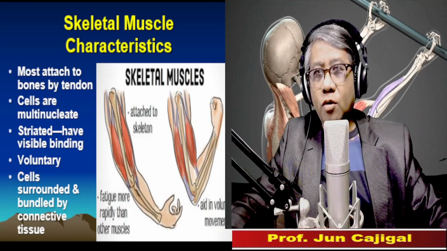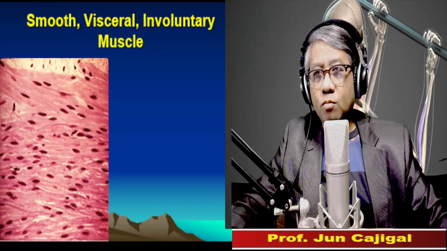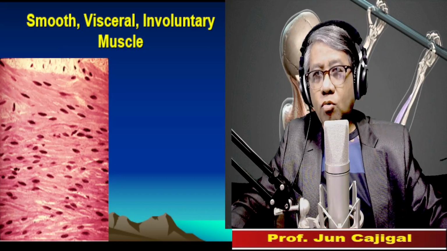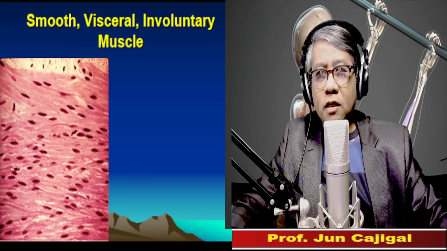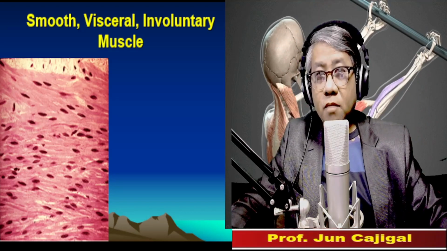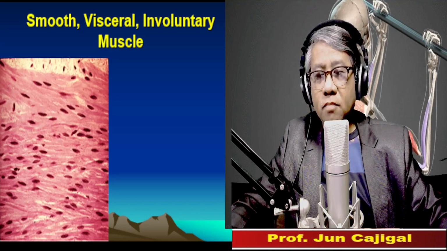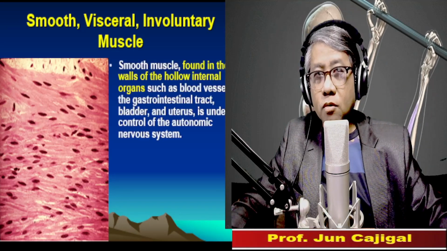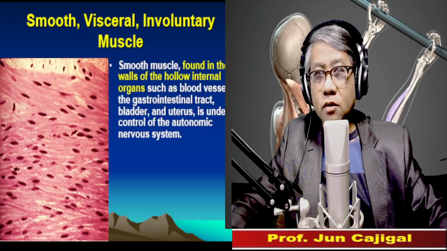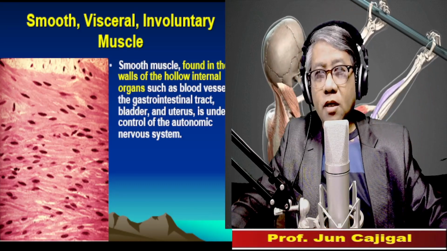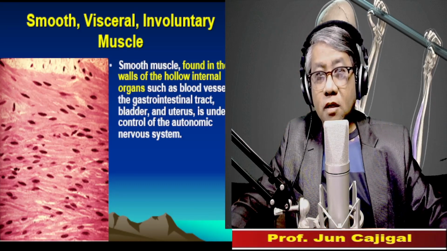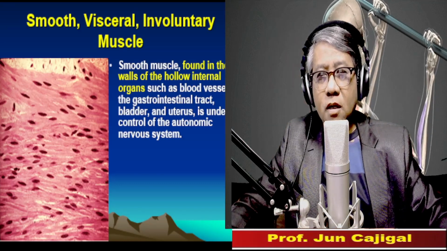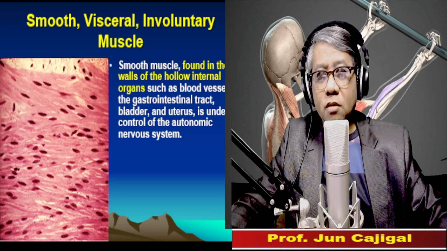Now, the next type of muscle is called smooth muscle, also known as visceral muscle or involuntary muscle. Now, this type of muscle is called visceral muscle because this muscle is found in the walls of the hollow internal organs of our body, such as blood vessels, the gastrointestinal tract or the alimentary canal, bladder, and uterus.